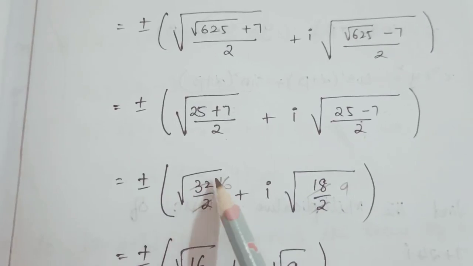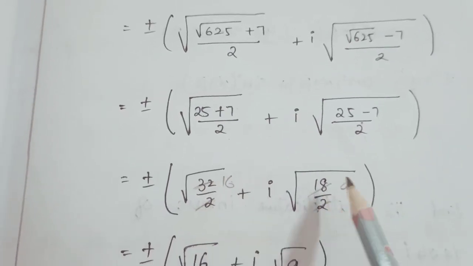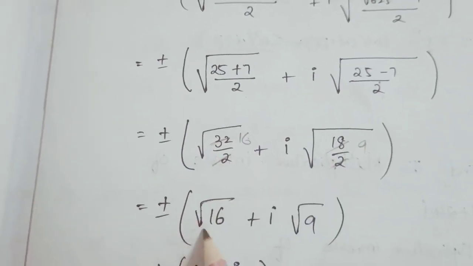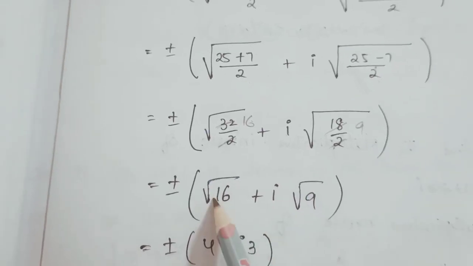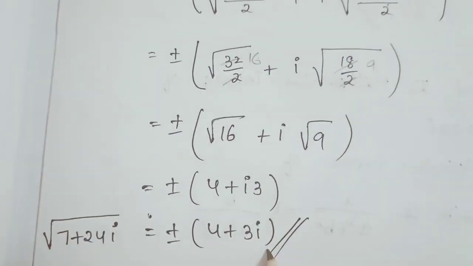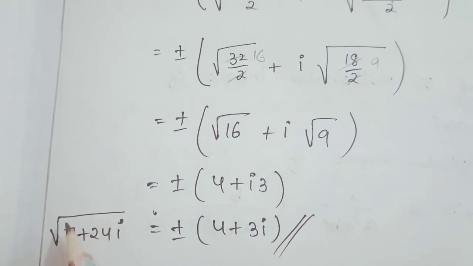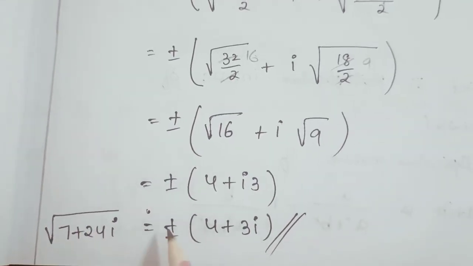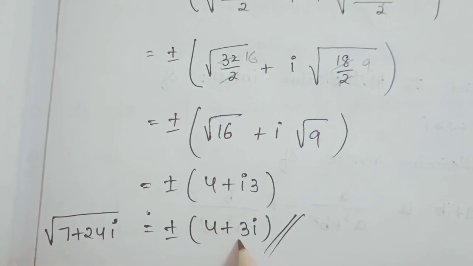Now cancel: 2 ones are 2, 16s are 2, 2 ones are 2, 9s are. We know the roots of 16 and 9. Root 16 is 4 plus i, root 9 is 3. Therefore, the root of 7 plus 24i is plus or minus (4 plus 3i).